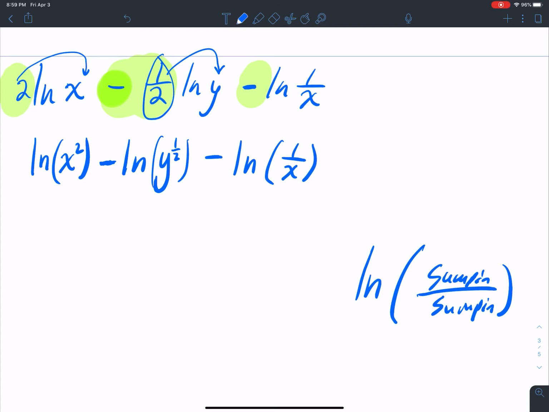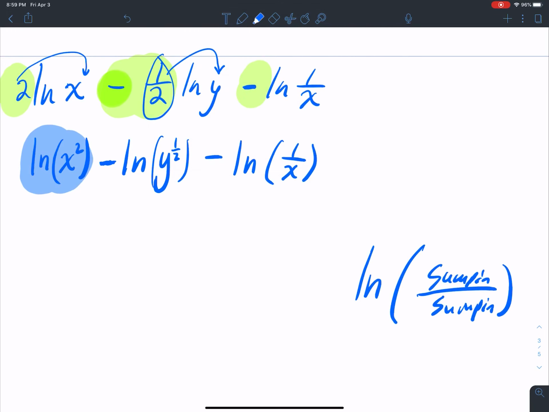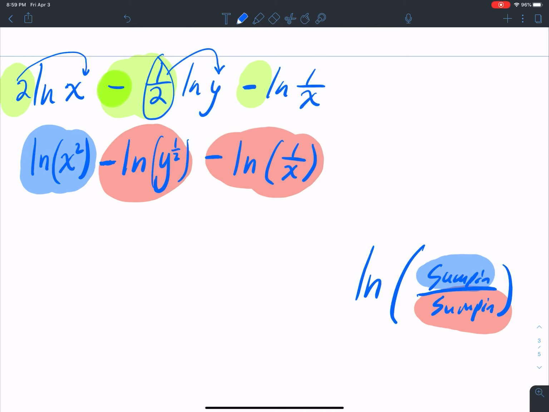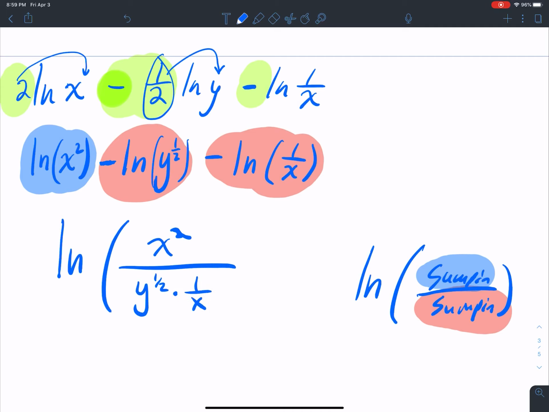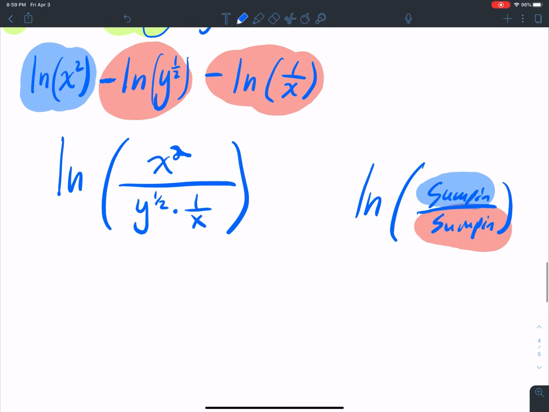Okay, so what's going to happen here? Subtracting means division. So what's positive? Well, this one is positive, but these two look like they're being subtracted. They're negative. So the negative is in the denominator and the positive is in the numerator. So this becomes the natural log of x squared over y to the 1/2 and then 1 over x. Okay? Now, we've got to simplify this. That answer gets you like 3 out of 5, but we want to get 100%, right? So we need keep change flip.